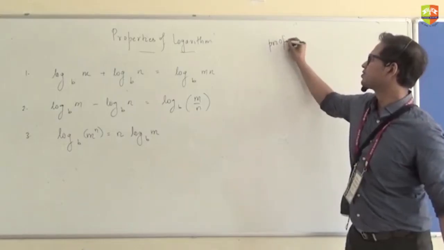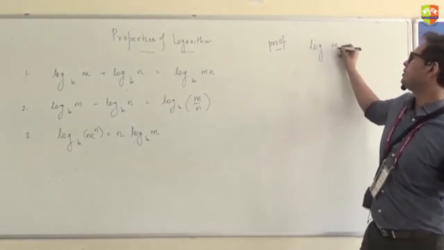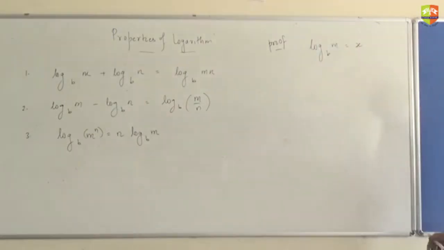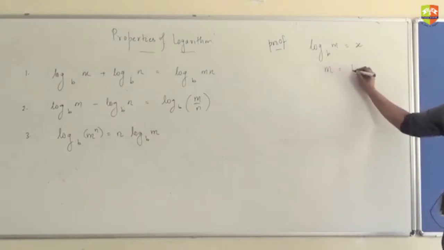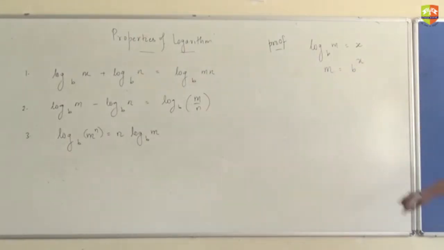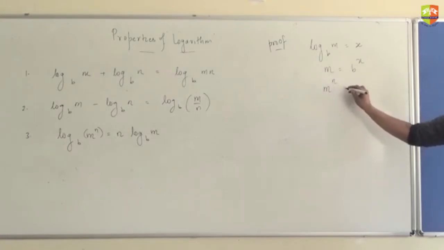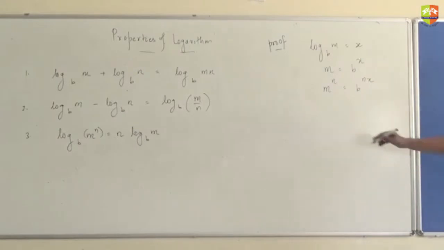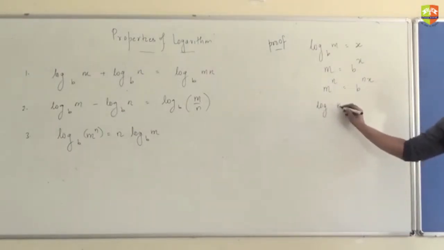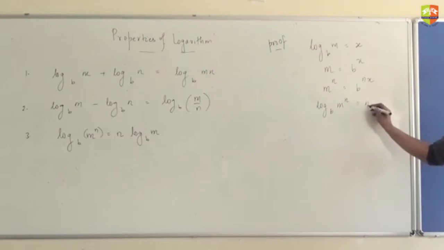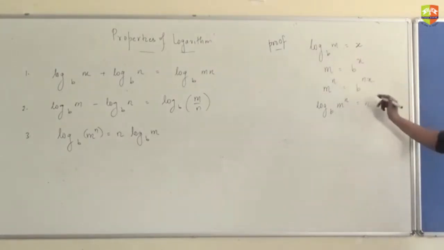I take log of m to the base b as x, which means m is b to the power x. That means m to the power n will be b to the power nx. Which means log of m to the power n to the base b will be nx. And what is x itself? Proved. Is that fine?